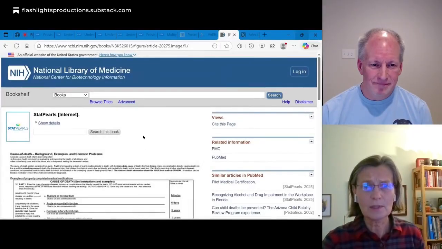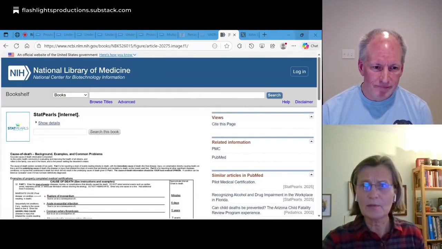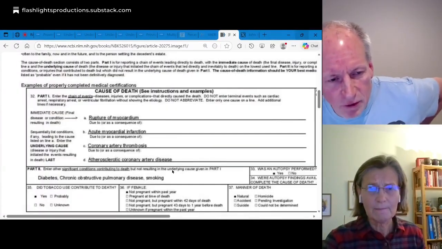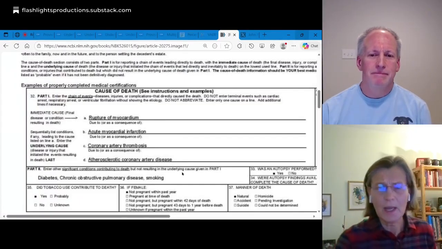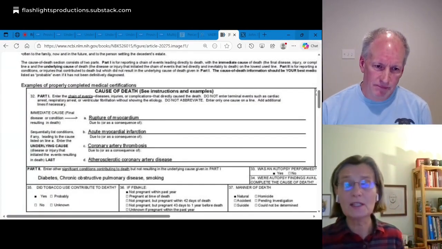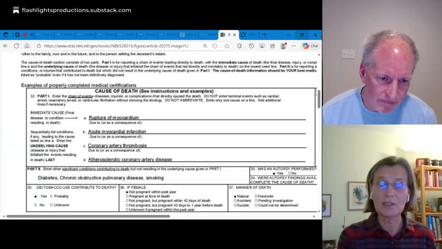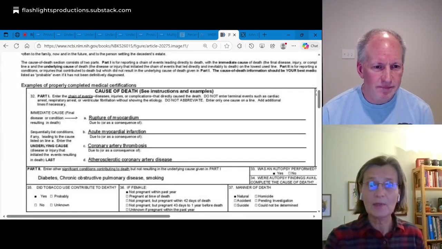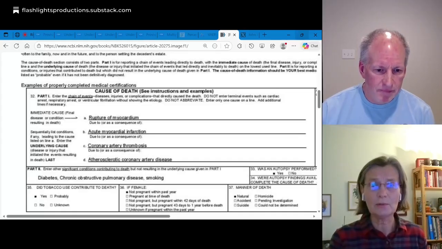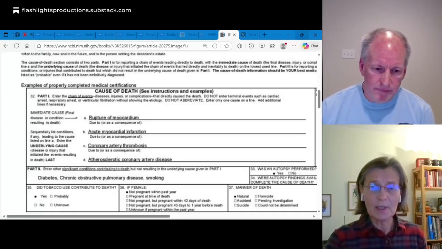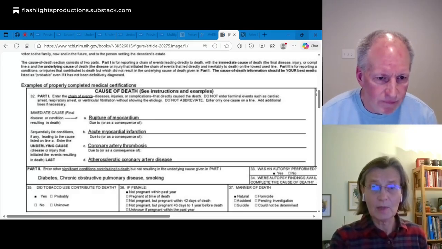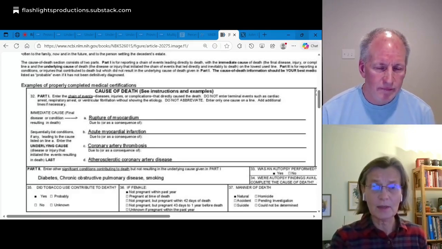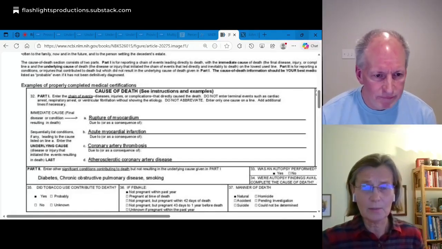Here, this is the one that I found. This is from the National Library of Medicine. This is nice because it's filled in. It's an example to teach doctors how to fill in a death certificate, because that's something they have to learn how to do. You can walk people through this example, and then it will become clear what it all means.